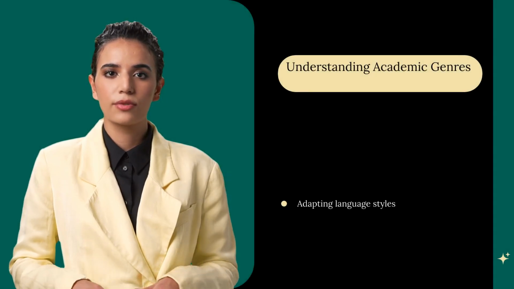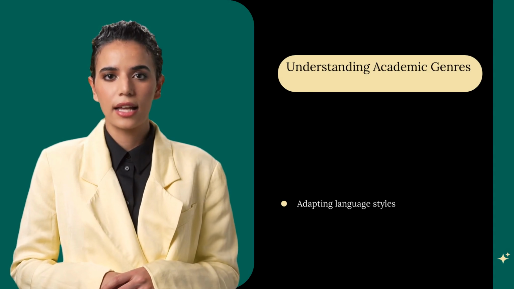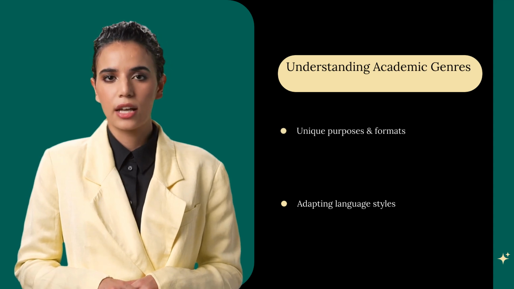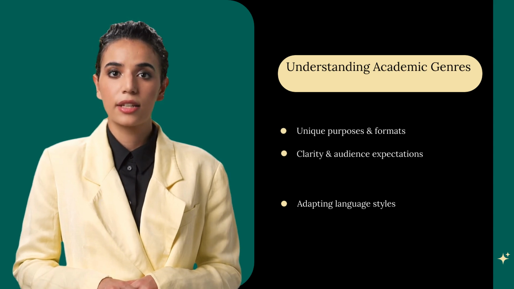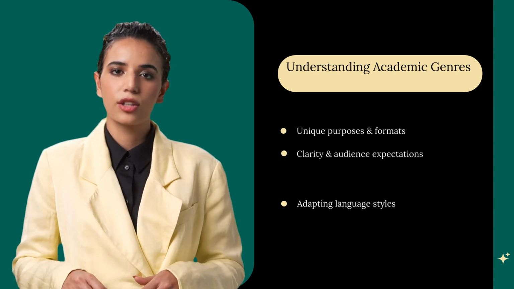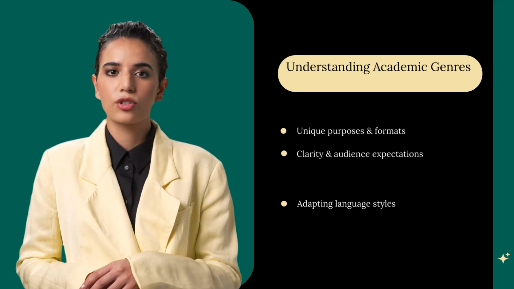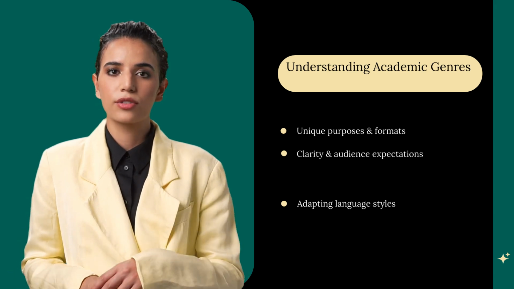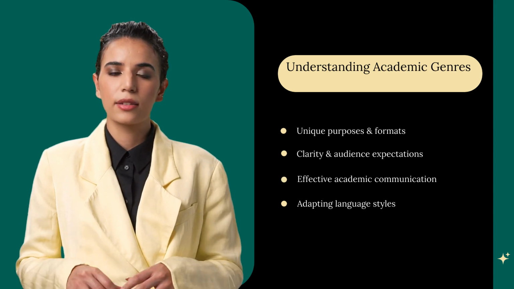Academic genres are specific types of communication used in scholarly contexts. Each genre has unique purposes, formats, and language styles. They help structure information, convey complex ideas clearly, and meet audience expectations. For instance, a research paper uses formal language to convey rigor, while a lecture may adopt a conversational tone to engage students. Understanding these differences is crucial for effective communication in academia.